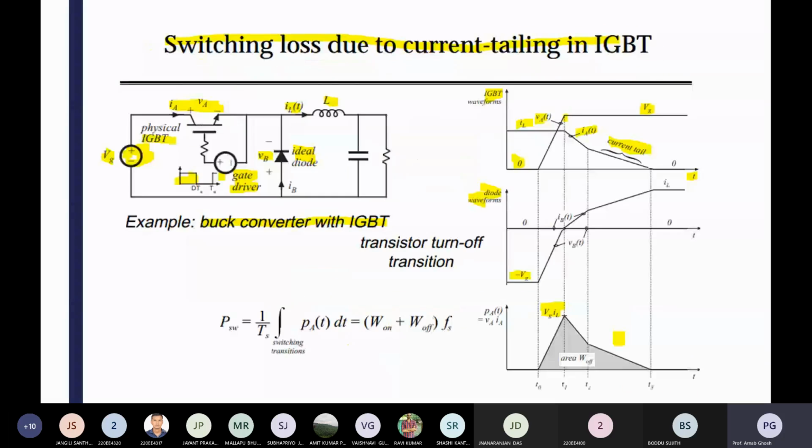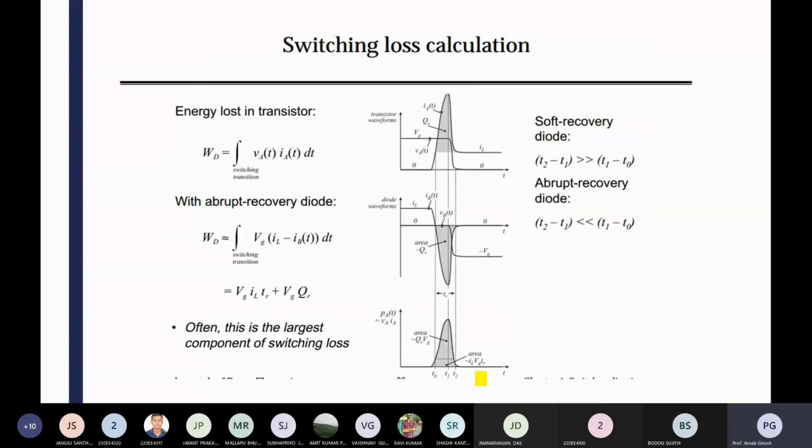Transistor turn-off transitions. Here you will get the total expression. PSW, the switching power, is 1 by Ts times the integral of PAT dt, so W0 plus W off into Fs. All the switching is there, with time instants first T0, T1, T2 and finally T3. That is your total time period. Now you can go for the switching loss calculations.